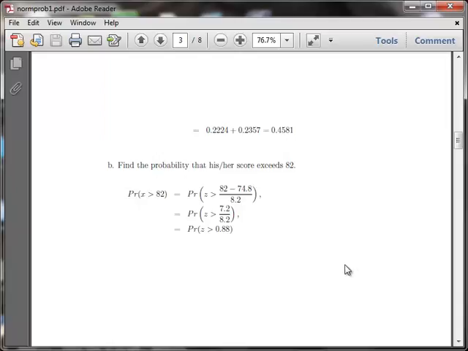Okay. Now let's look at the second one. Find the probability that his or her score exceeds 82. In this case, you only have one place to use your formula. You have the probability that x, the score, is greater than 82. So you're going to have the probability that z is greater than 82 minus the mean of 74.8 over 8.2, and that's the probability that z is greater than 7.2 over 8.2.